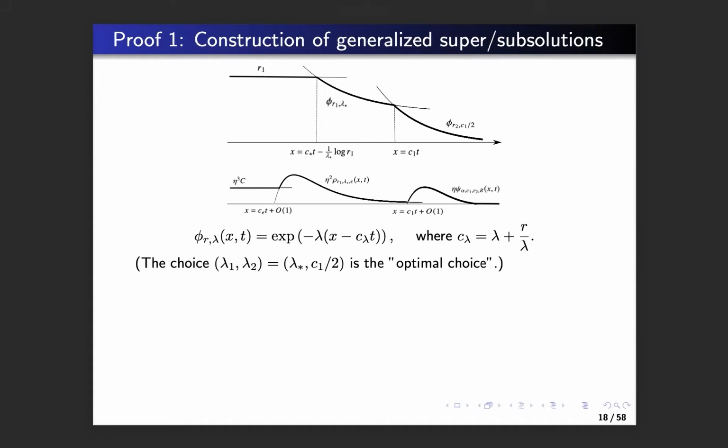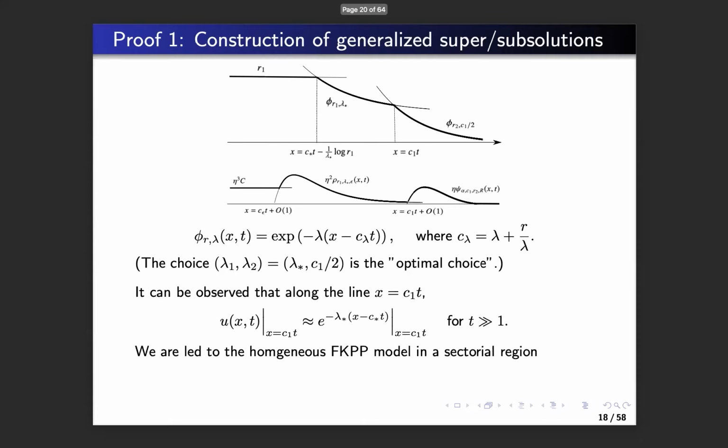I just want to point out there are many choices of supersolution that work, but the one that is given here is the optimal choice, and it gives us C star. It will be related to the Hamilton-Jacobi approach that we'll discuss later.